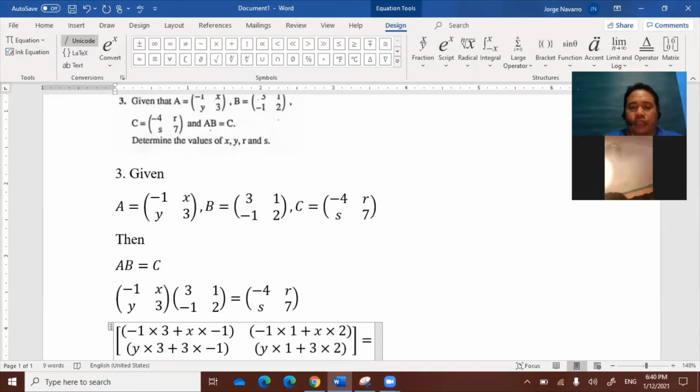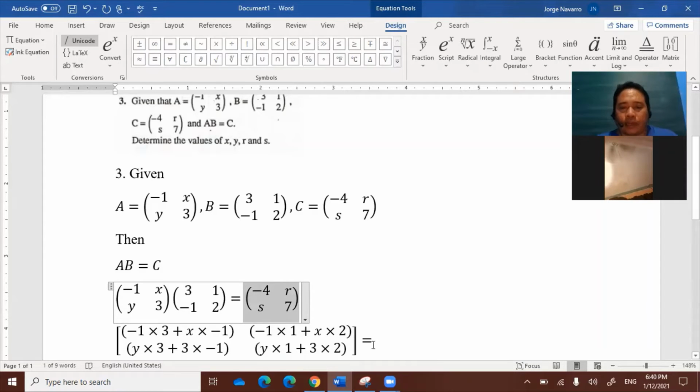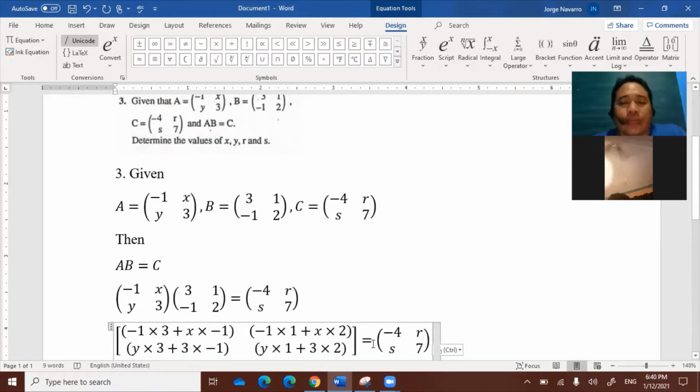But we're not done. Equals, and since I'm not going to be using any of this part, I'm just going to copy it and paste it back here so that I don't have to retype it. So that's our next step. Any questions with that step so far? All right, row by column. Remember that.